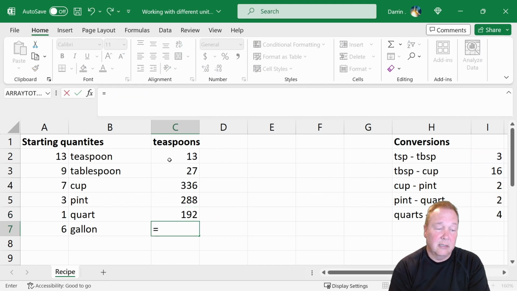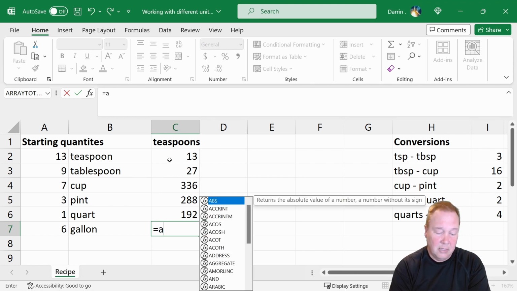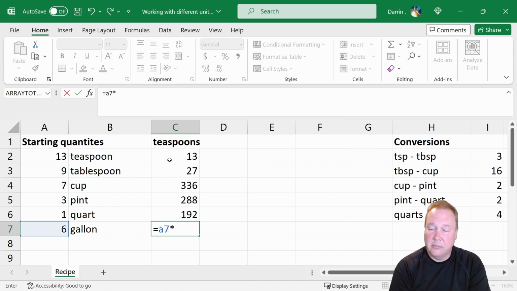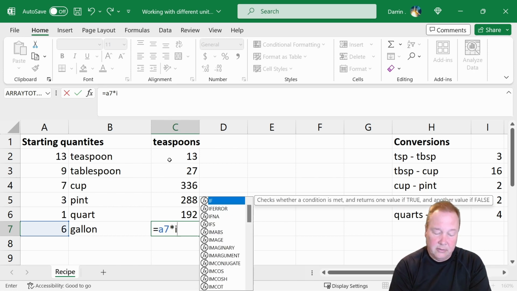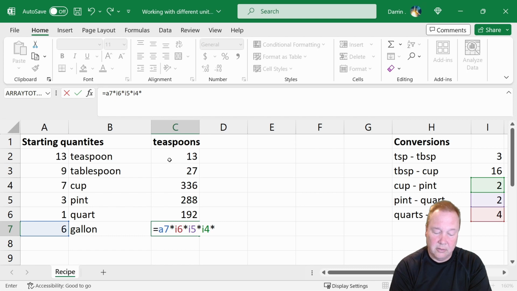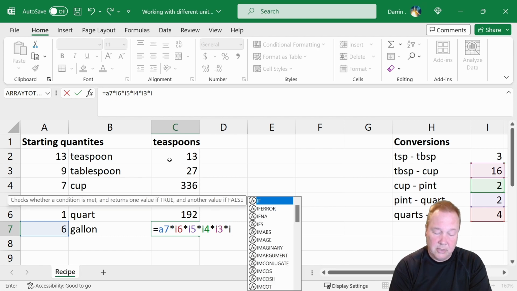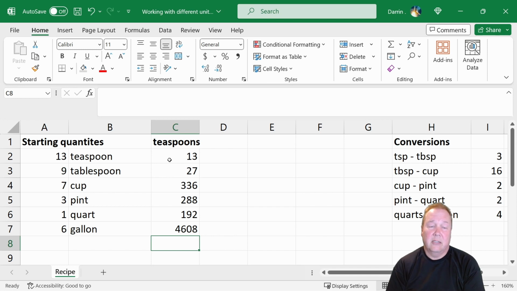And as you probably guessed, for gallons, I have 6 gallons. That's going to equal A7 times I6 times I5 times I4 times I3 times I2, which is 4,608 teaspoons in 6 gallons. Obviously, I prefer to think of 6 gallons rather than 4,608 teaspoons. If you prefer the 4,608, go for it, but we're going to go with this.